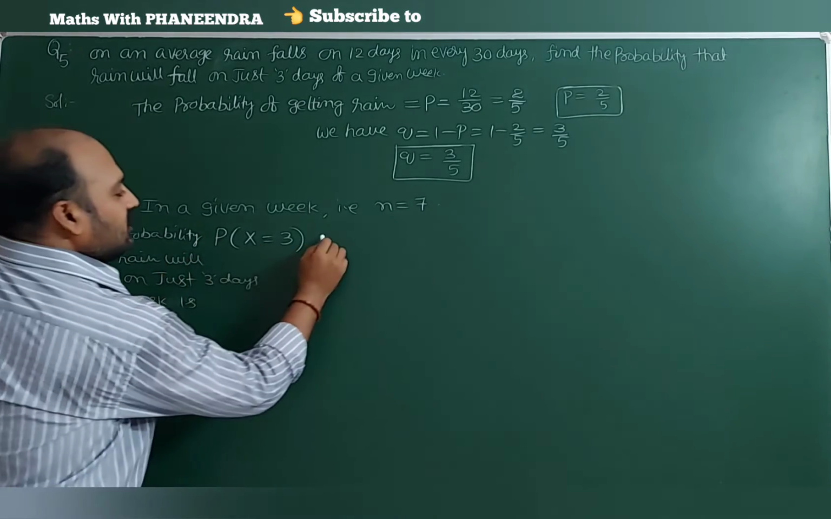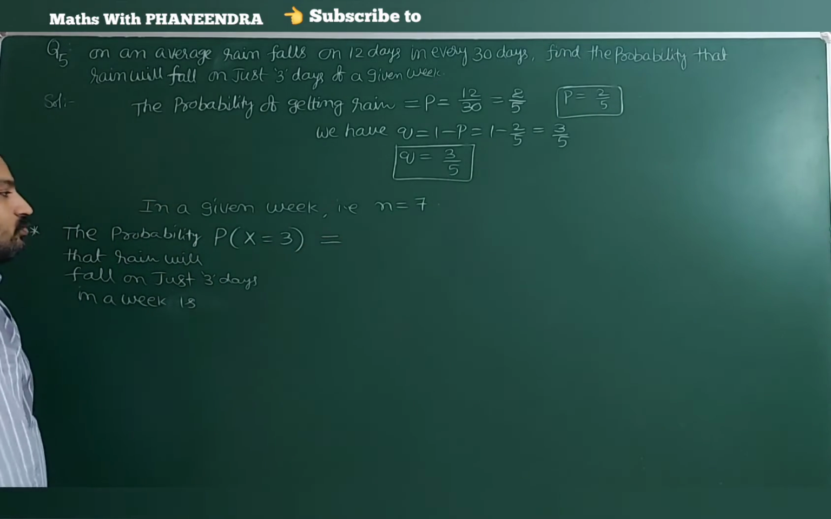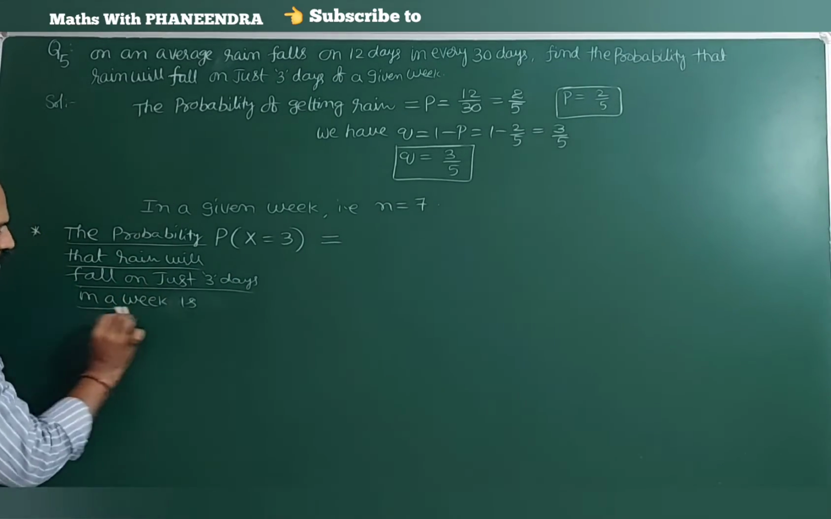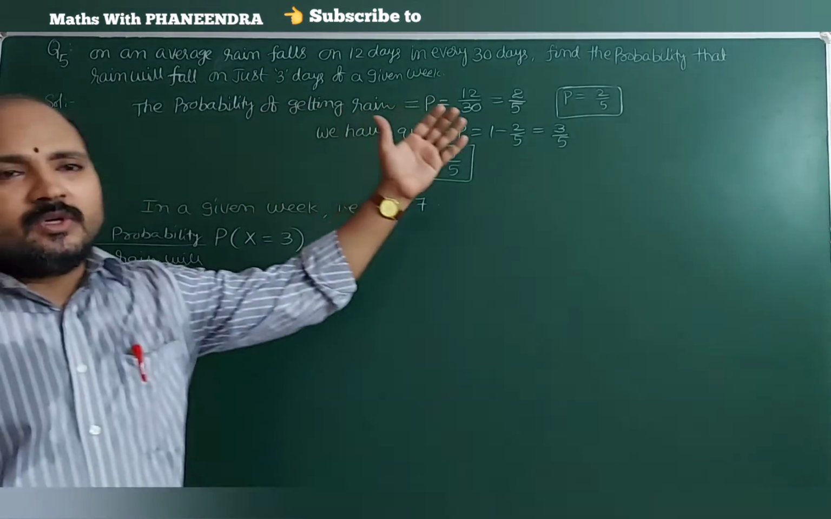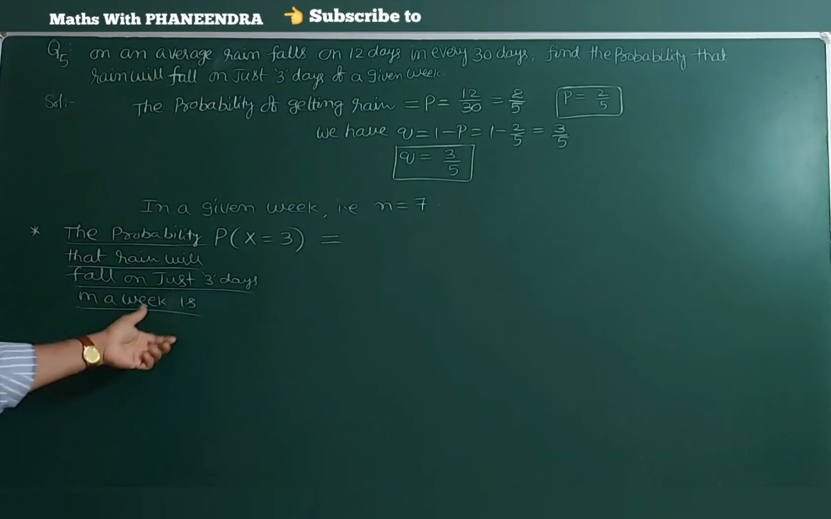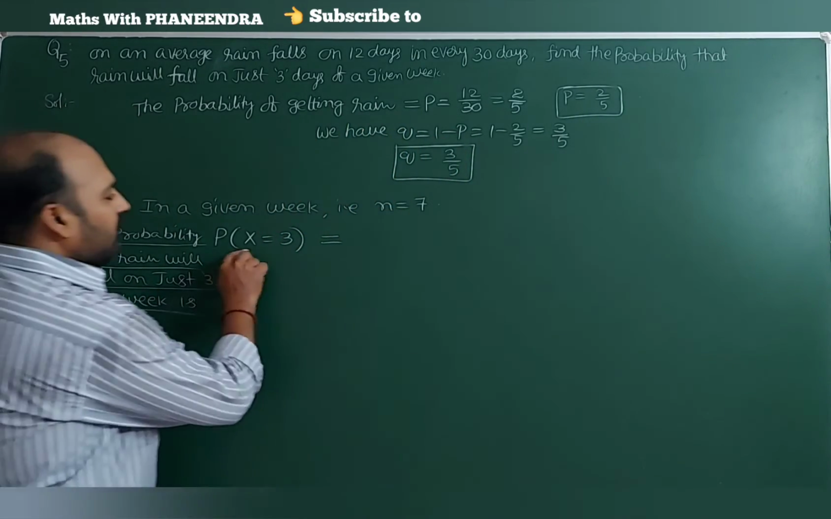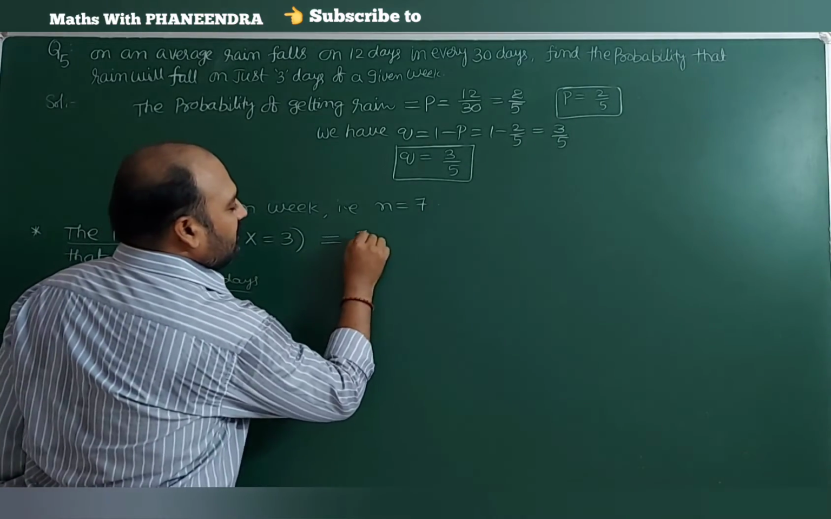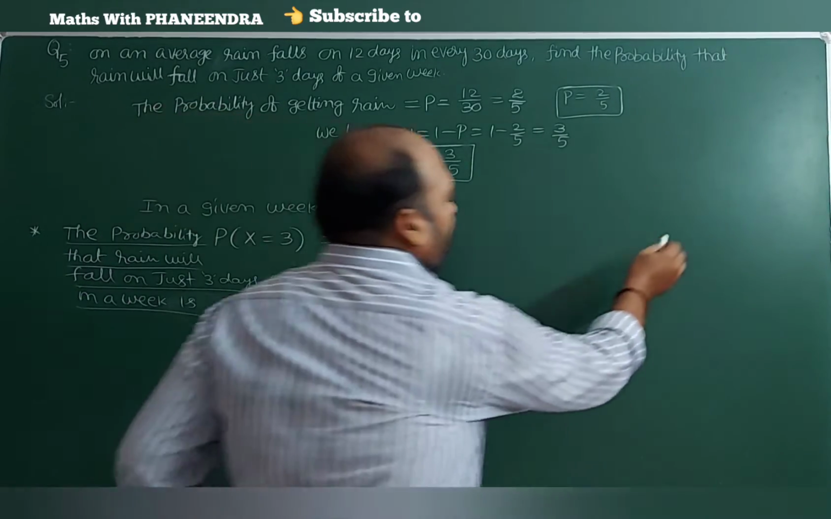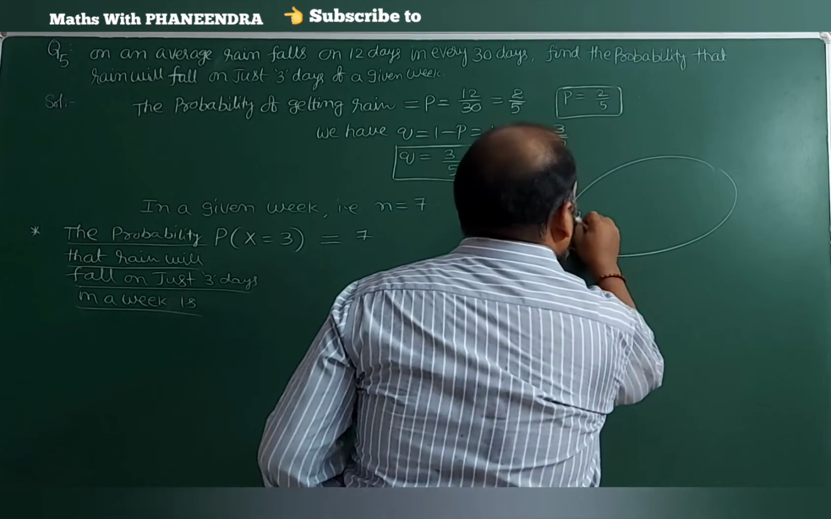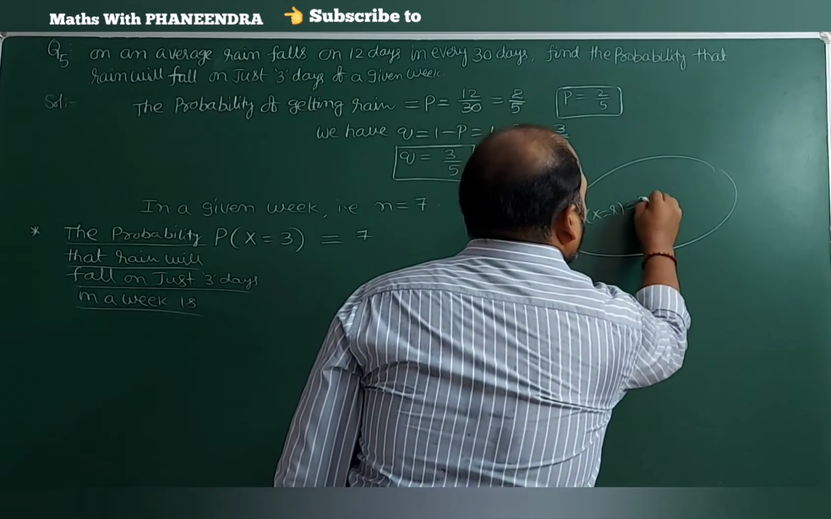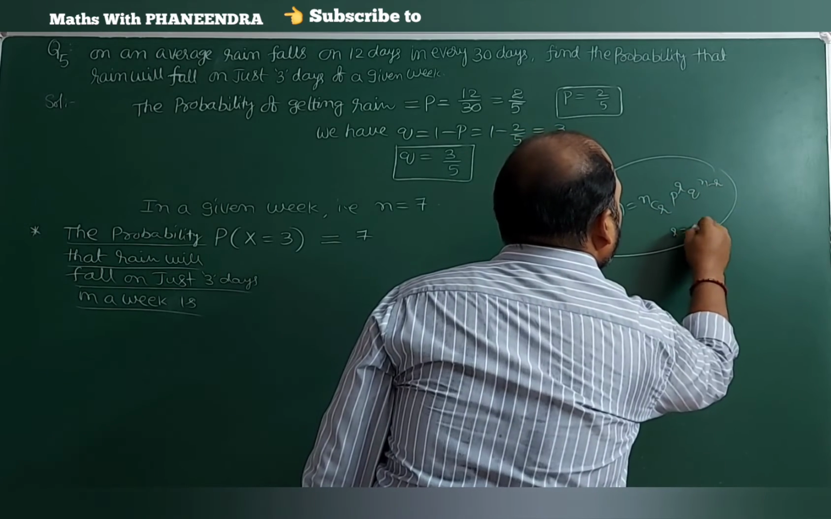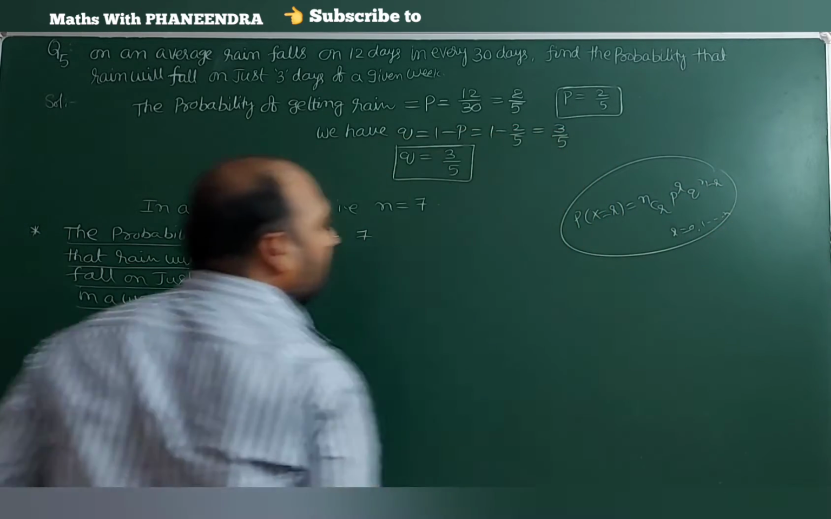P of x is equal to 3 equal to, this is the information regarding this. No need to memorize the steps, whatever the terms are there in the question, only that you write here, students. P of x is equal to 3 equal to, so n is equal to what? 7. Again the probability function P of x is equal to r, nCr p power r q power n minus r, where r is equal to 0, 1, 2, 3 and so on up to n.